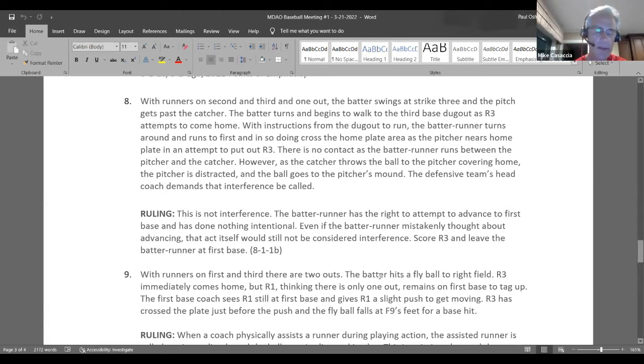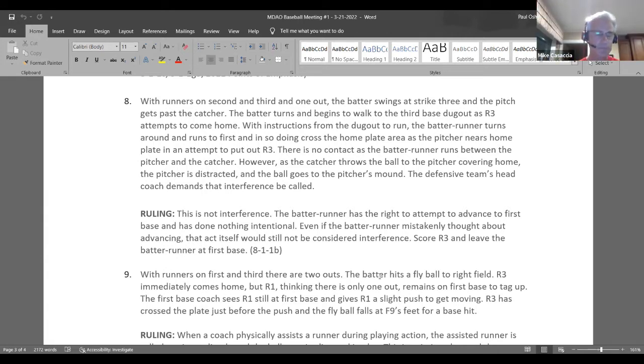It says he turns around and starts heading to the third base dugout. When does he give up the right to run to first base on a passed ball? Does he need to be all the way into the dugout before it's considered an out? Or how far can he get towards the dugout before he gets to turn around and run back to first base? In my opinion, yes, he has to be out of play. Is there anything in the rules about that? I read conflicting things in the rule book about it.